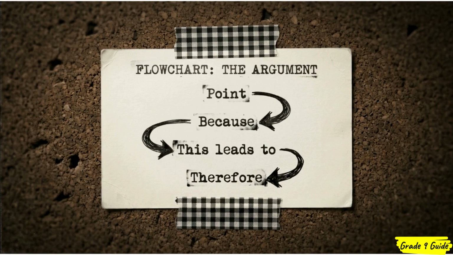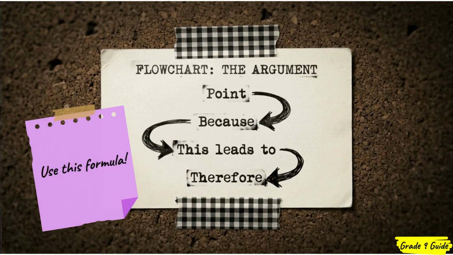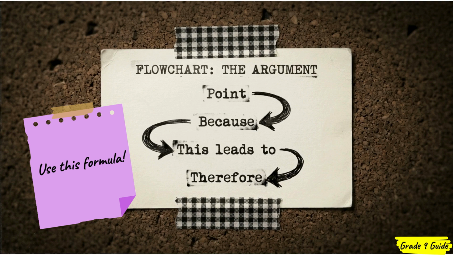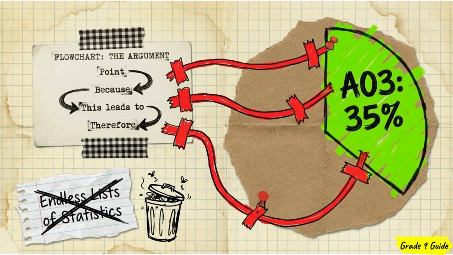To guarantee those high-level marks, use a strict formula for every paragraph. Make your point, explain it with because, develop it with this leads to, and finish with therefore. This forces you to hit the exact trigger words the mark scheme is looking for. Put the endless lists of statistics in the bin.